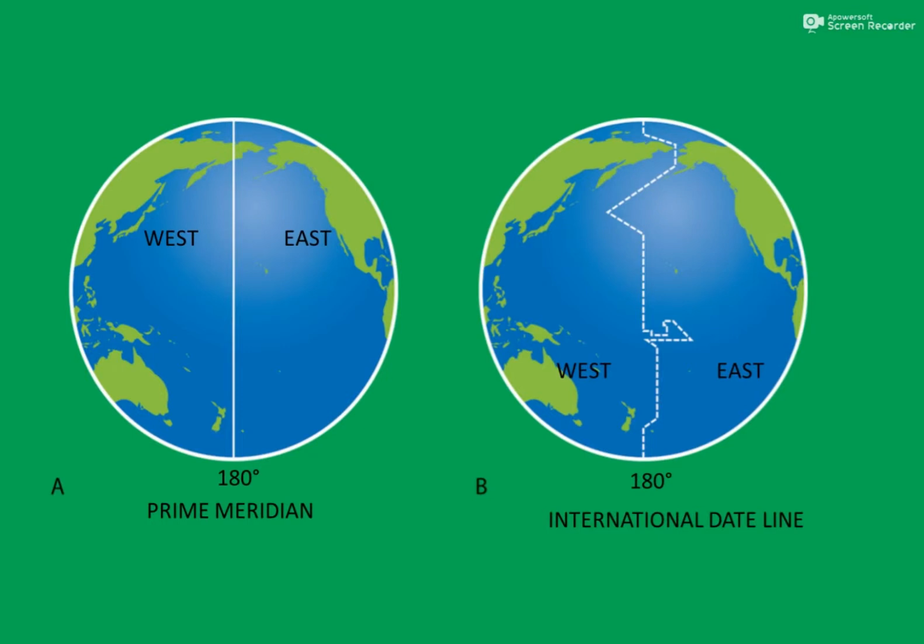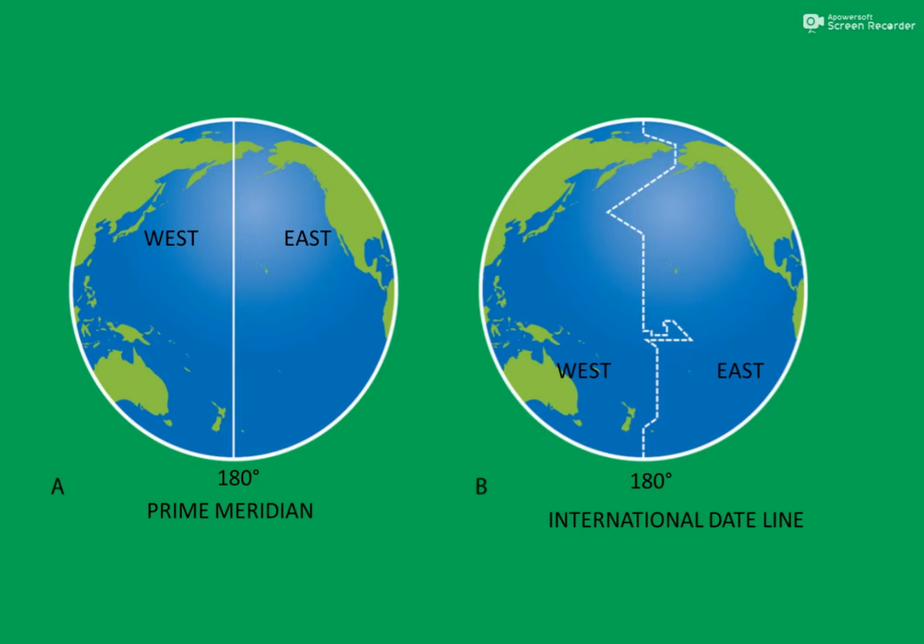Can you see here, children? This is the prime meridian that is marked at 0 degree and this is the international date line that is marked at 180 degree. Both of them are mirror images, okay? This is the mirror image of the prime meridian. Do you know what is the meaning of mirror image? When you stand in front of the mirror, you can see yourself, no? In the same way, the international date line is the mirror image of the prime meridian.